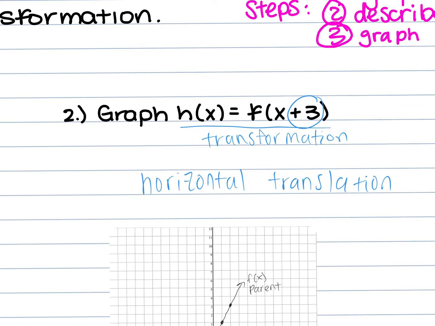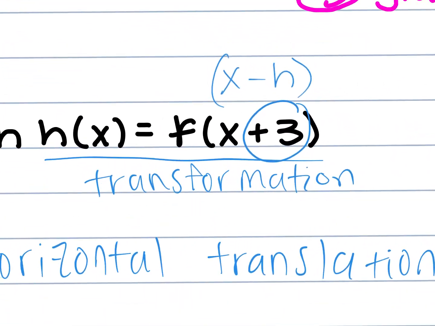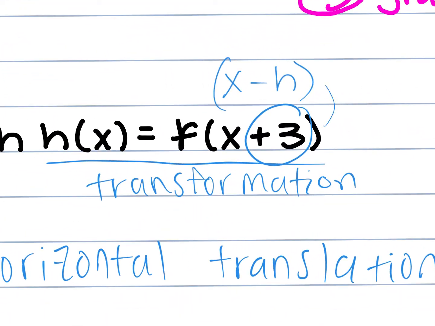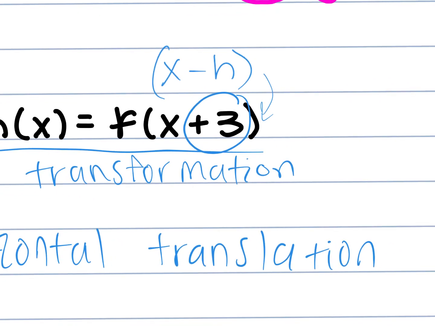Now comes the tricky part. Remember, your formula is x minus h. Write that up top: x minus h. We want x minus h to match x plus 3. What would the value of h have to be to match that? Negative. h needs to be negative 3. I know this was going to throw some of us off.